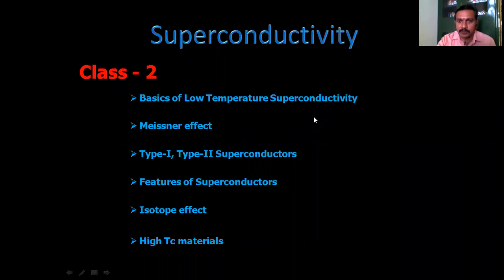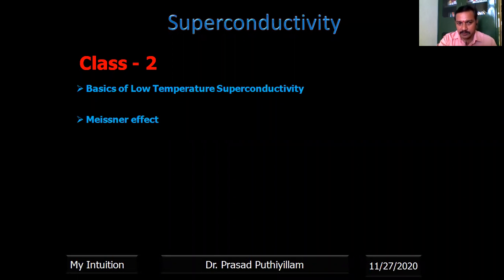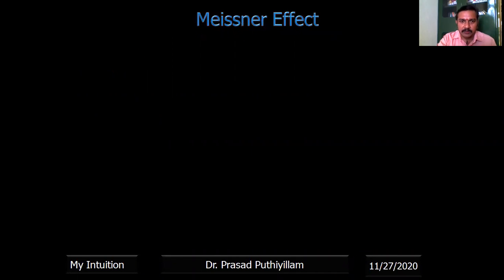As part of the class on superconductivity, in the previous class I explained the basics of low temperature superconductivity. This class is mainly about the Meissner effect. So, what is the Meissner effect?